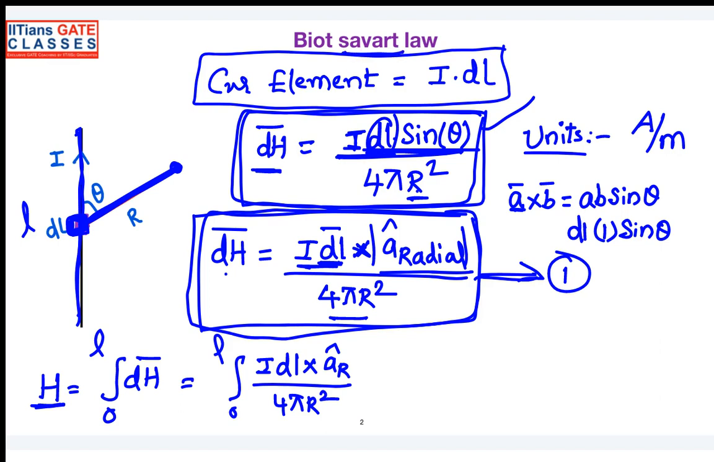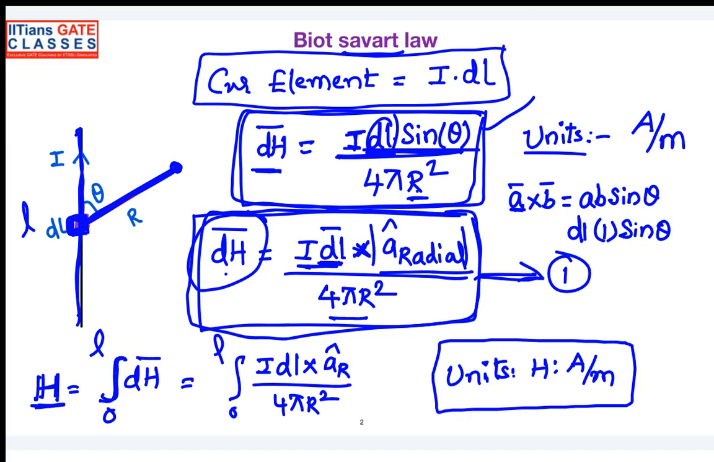So the Biot-Savart law basically gives the differential magnetic field. To find out the total magnetic field, you can integrate straight away. And here the unit of the magnetic field intensity will be ampere per meter. So any doubts in this slide you can ask.